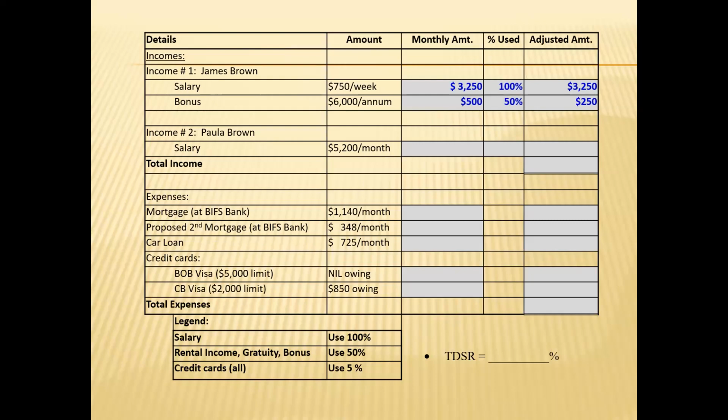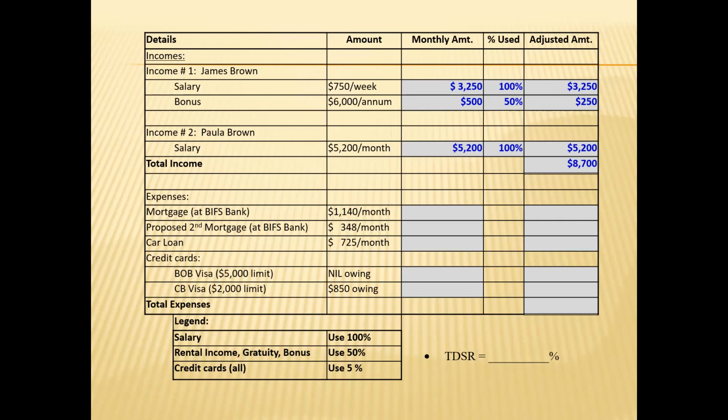Okay, very good. Now let's look at Paula Brown's salary. How do we deal with that for those three columns? 5,200. We use 100%. 5,200. And then we add them up, the three of them, and they come to $8,700.